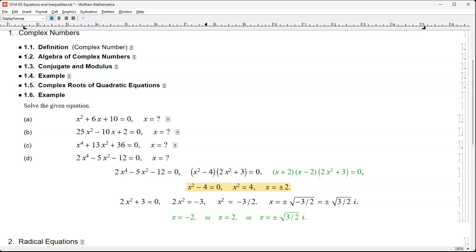So x squared minus 4 is 0, therefore x squared is 4, so x is plus or minus 2. Yeah, there goes 1 from the first factor. From the second factor, it's a square plus a positive number. In that case, you're going to get an imaginary solution.